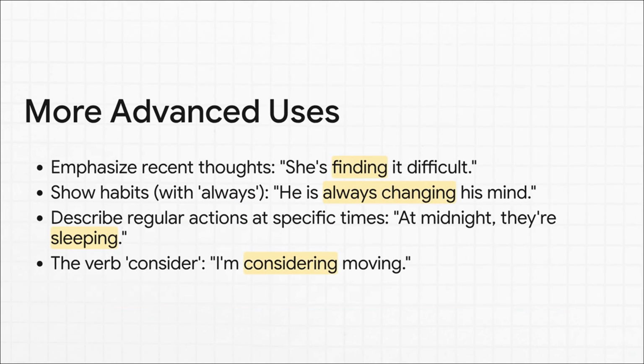This tense can also add these really subtle layers of meaning. For example, if you pair it with the word always, it often describes a repeated habit, something that's part of someone's character. Like, he is always changing his mind. It's not just about what he's doing now. It says something about who he is.